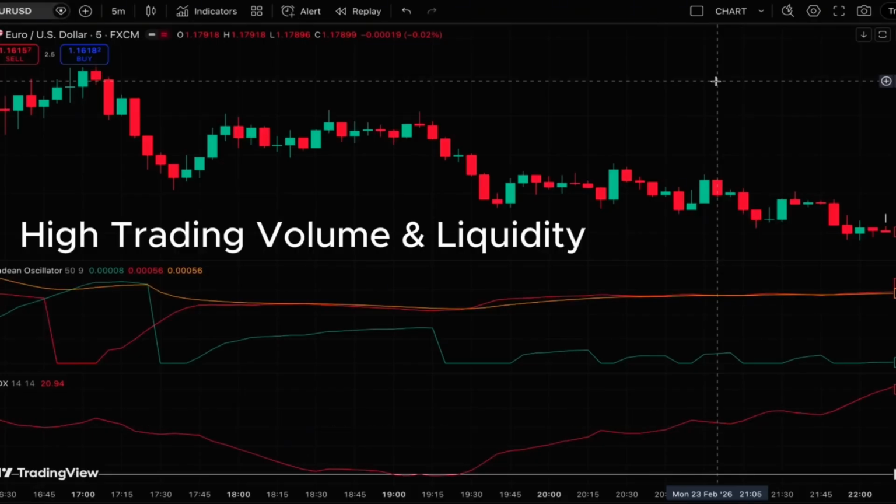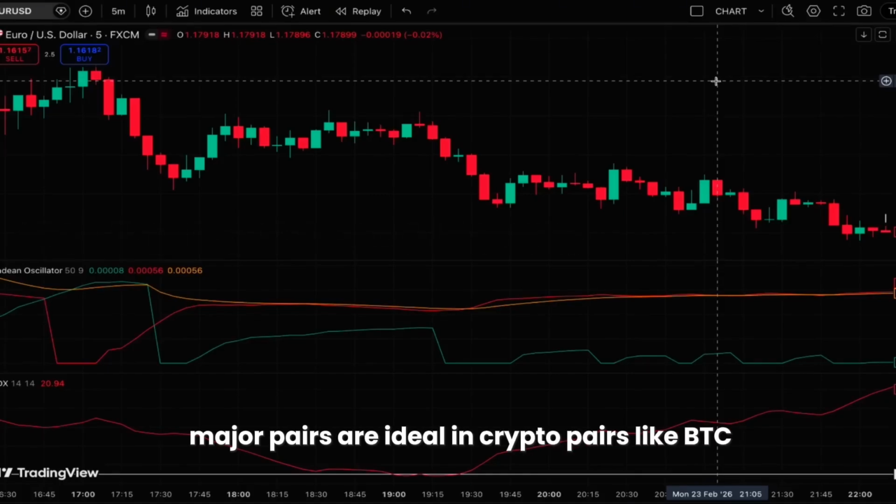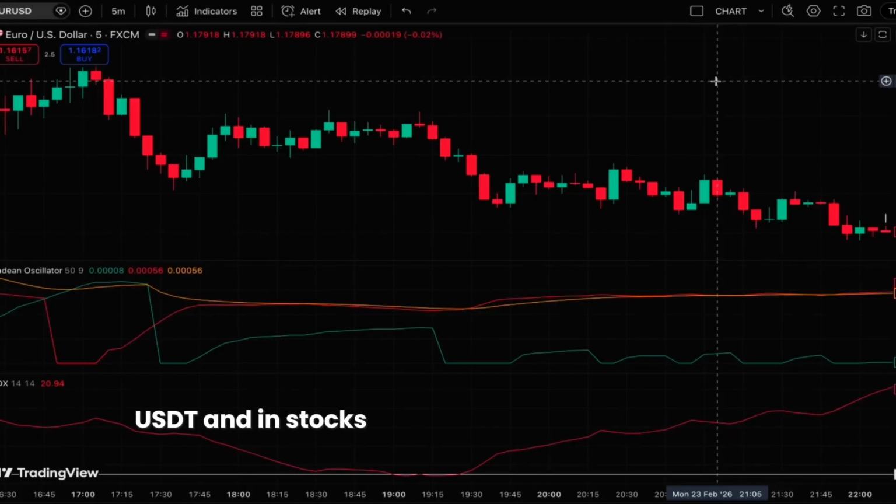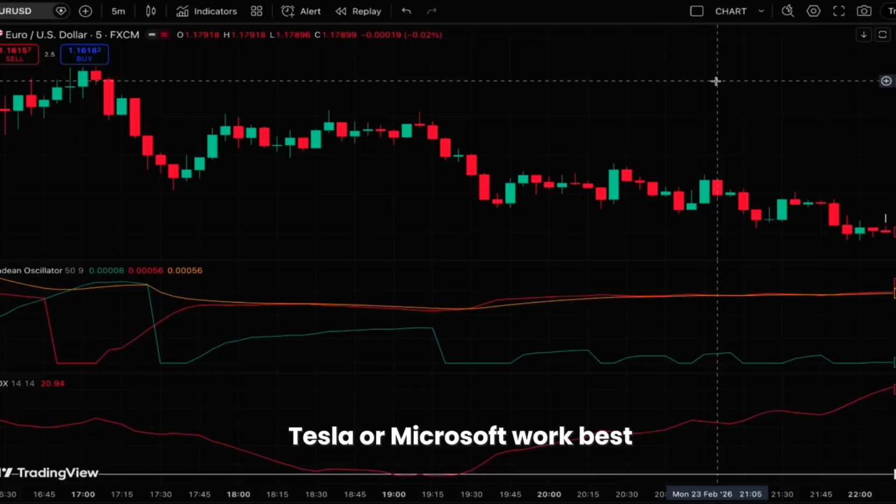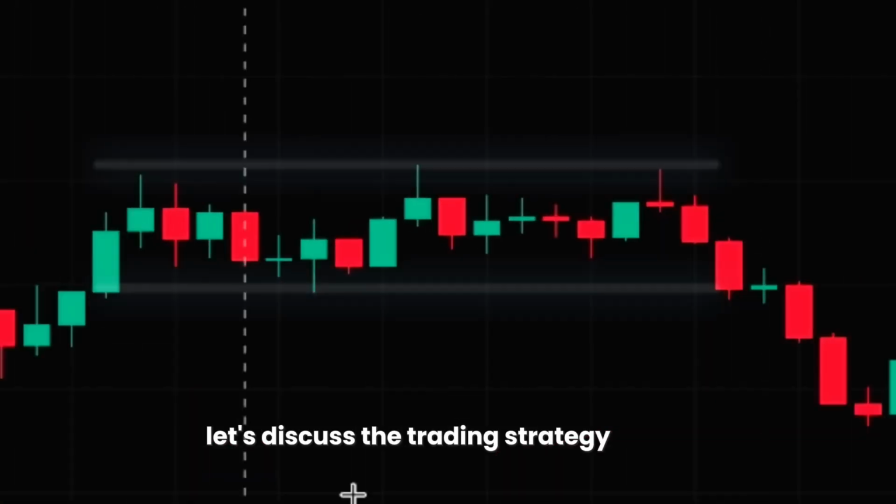In Forex, major pairs are ideal. In crypto, pairs like BTC USDT, and in stocks, large volume companies such as Apple, Tesla, or Microsoft work best. Let's discuss the trading strategy in detail.